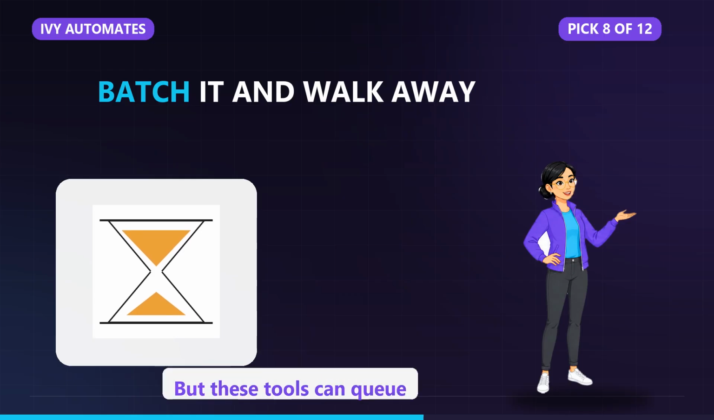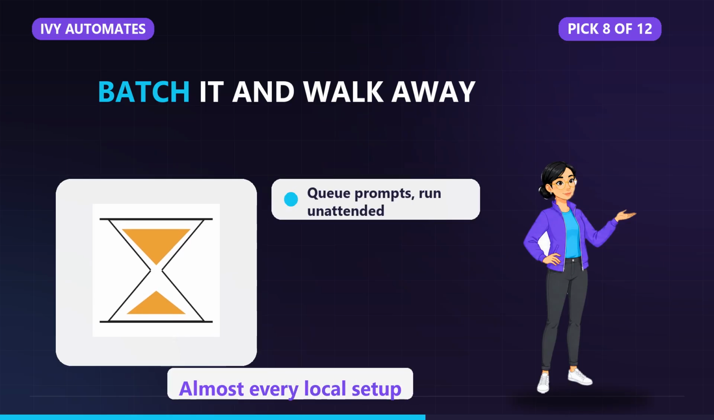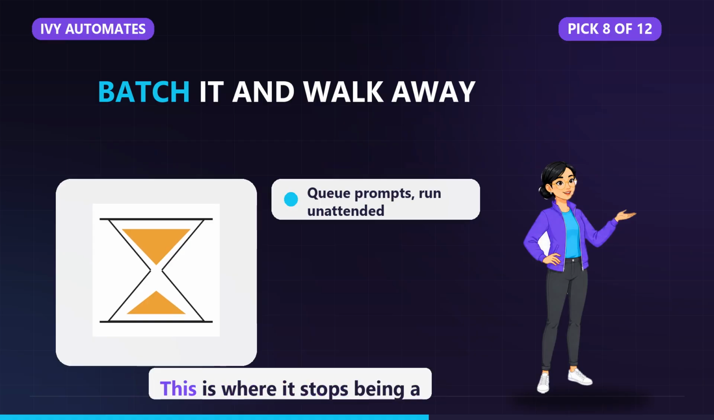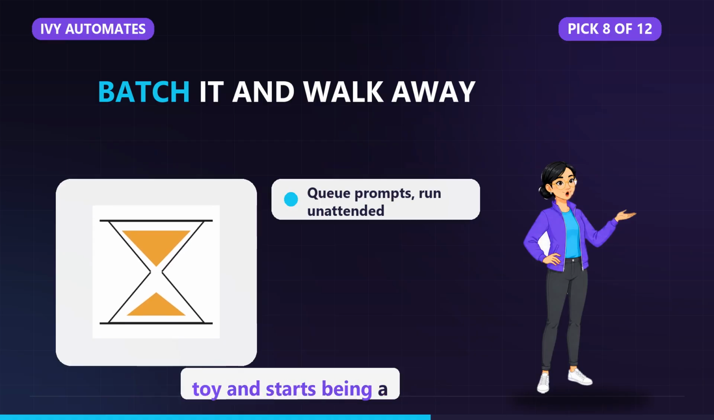But these tools can queue. Almost every local setup lets you line up a whole list of prompts to run back to back, unattended. This is where it stops being a toy and starts being a pipeline.